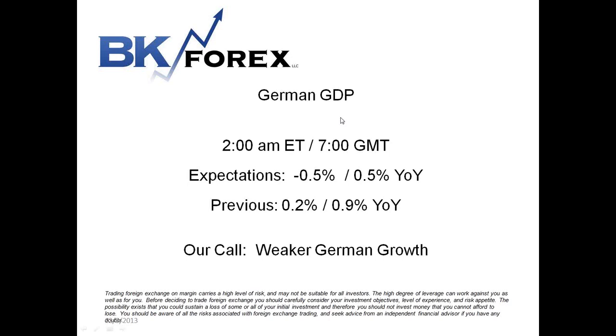So let's take a look at a couple of examples. And here's a GDP example that I was just talking about of how we could possibly trade something proactively. German GDP comes out 2 o'clock in the morning, 7 o'clock GMT, 2 o'clock East Coast time. Expectation is minus 0.5%. The previous was around 0.2. And we're going to make a call saying that we think that the number could disappoint. Could it be weaker than expected, right?